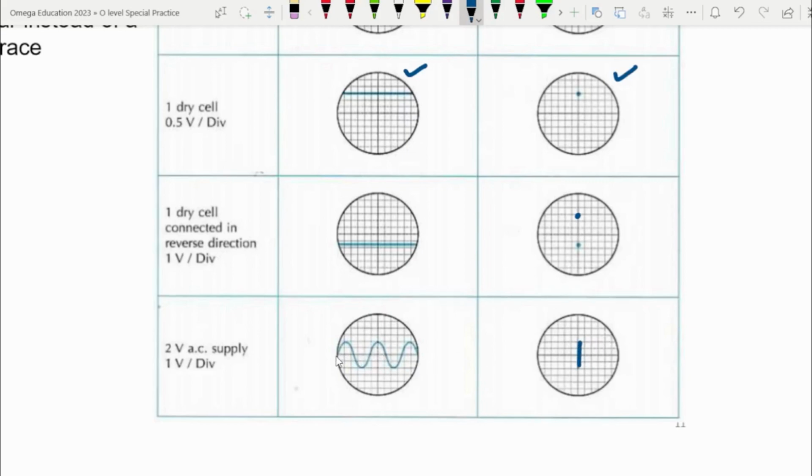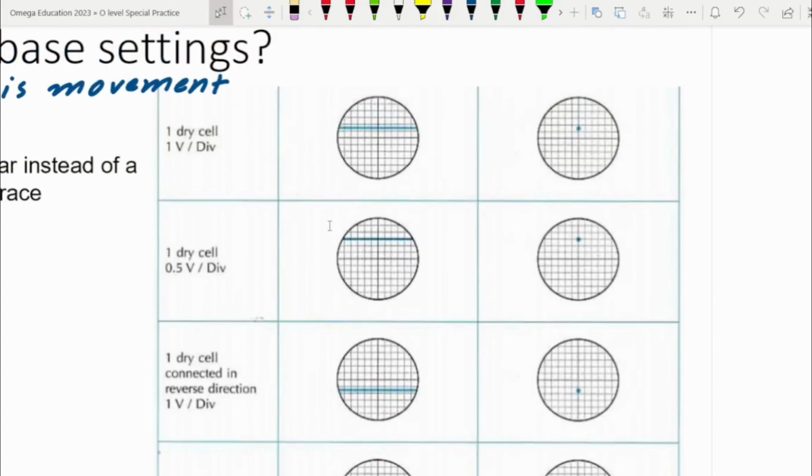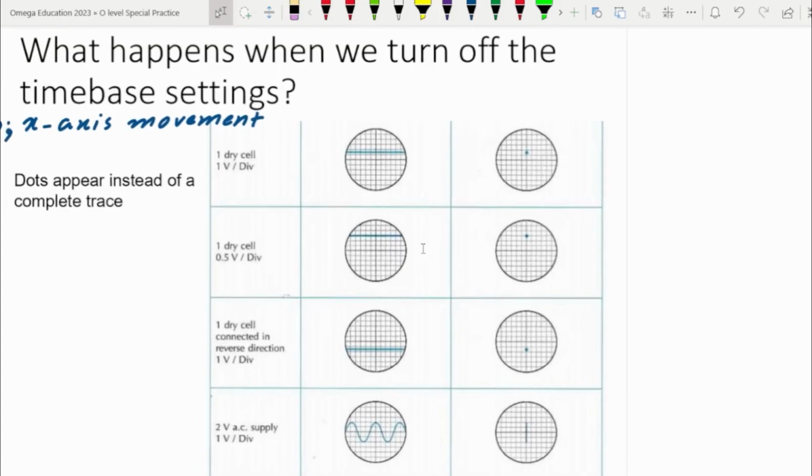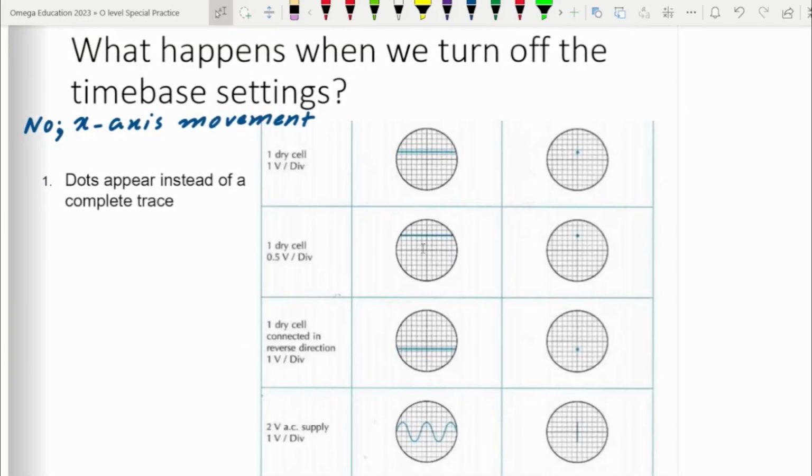And it would move up and down in correspondence to the signal for which you have set the time-base setting off. For example, if the input signal was moving 2 small squares upward and 2 small squares downward, then you will see from the central point the signal is covering 2 small squares upward, 2 small squares downward. So this is what happens when you turn off the time-base setting. The bottom line is, once the time-base setting is turned off, there is going to be no horizontal movement of the signal. It can only move on the y-axis.